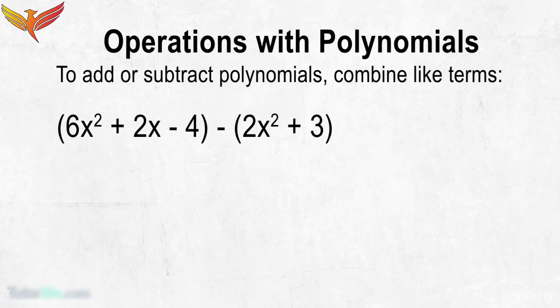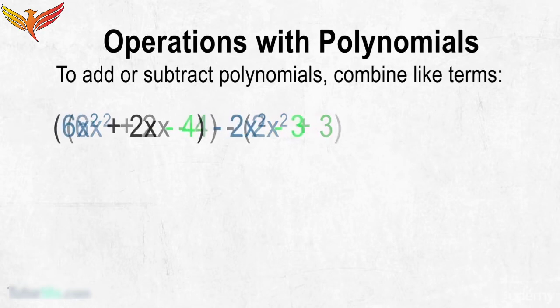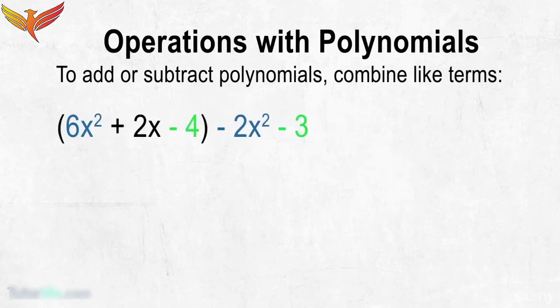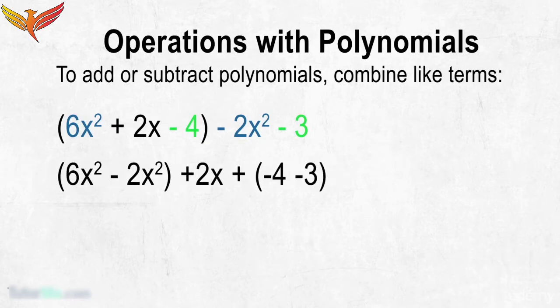6x squared plus 2x minus 4 minus (2x squared plus 3). So we'll look for the like terms, but the first step is distributing the negative sign to the two terms contained in the second set of parentheses. That gives us a negative 2x squared and a negative 3. So all we have to do is combine like terms: the x squared terms, the x term, and the terms without variables. So now we're looking at 6x squared minus 2x squared plus 2x plus negative 4 minus 3. That gets us 4x squared plus 2x minus 7.